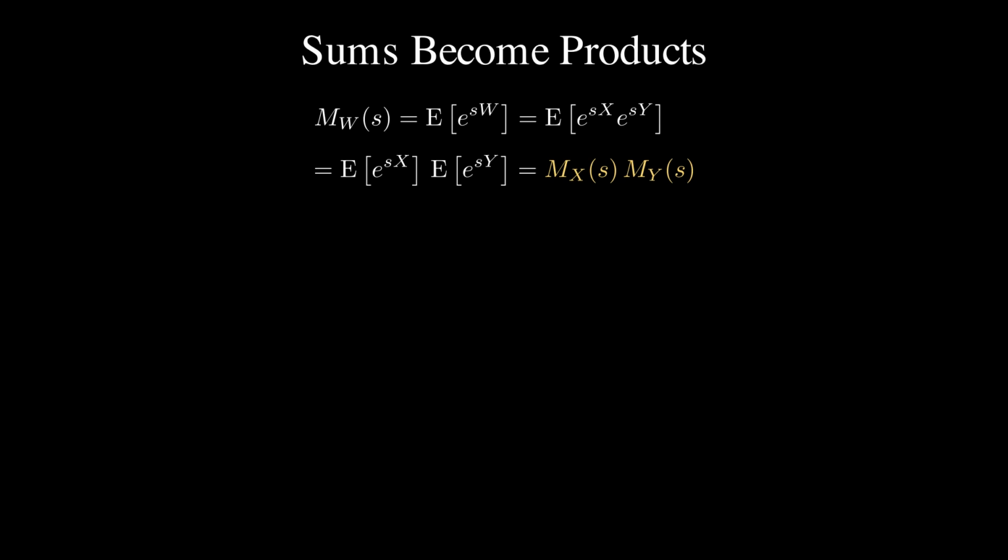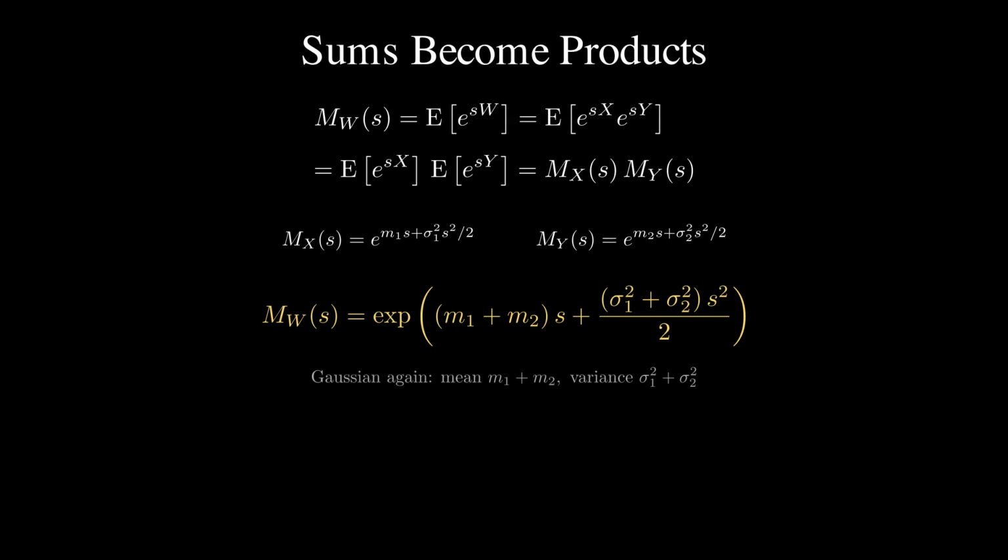We built this transform when we introduced moment-generating functions. This is the moment it earns its keep. Rerun the Gaussian sum now with arbitrary parameters. The MGF of each Gaussian is an exponential in s, with its mean on the linear term and its variance on the square. Multiply the two, and the exponents simply add: mu1 plus mu2 on s, sigma1 squared plus sigma2 squared on s squared over 2.